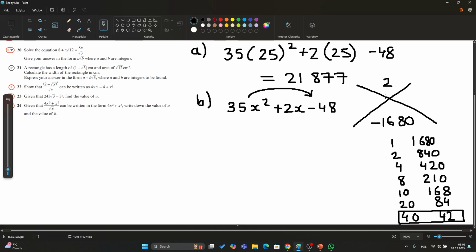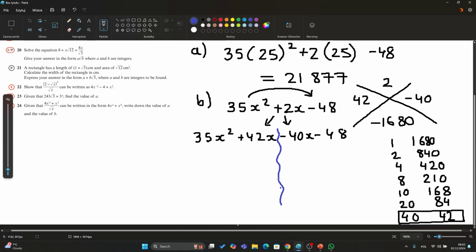And this is what we need. 42 minus 40 is 2. And 42 times minus 40 is minus 1680. So we split the following 2 into 35x squared plus 42x minus 40x minus 48.